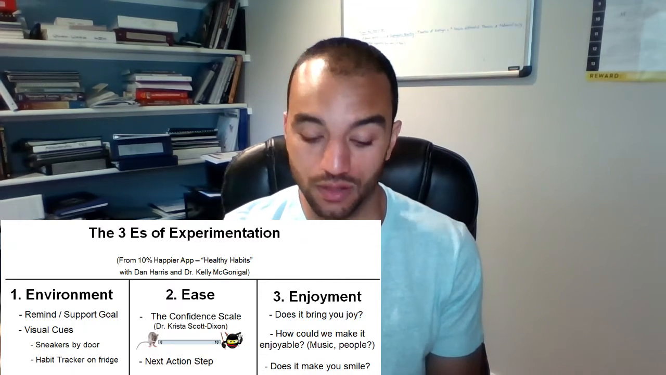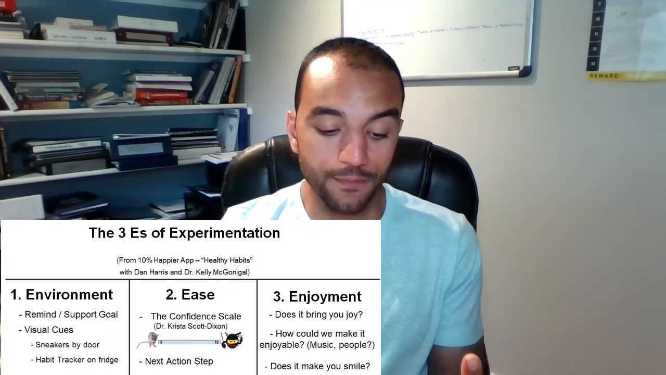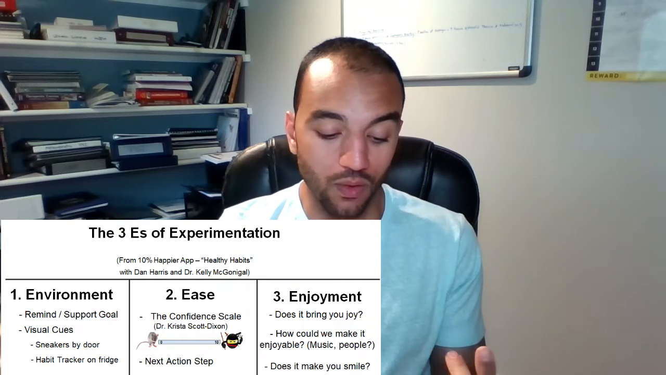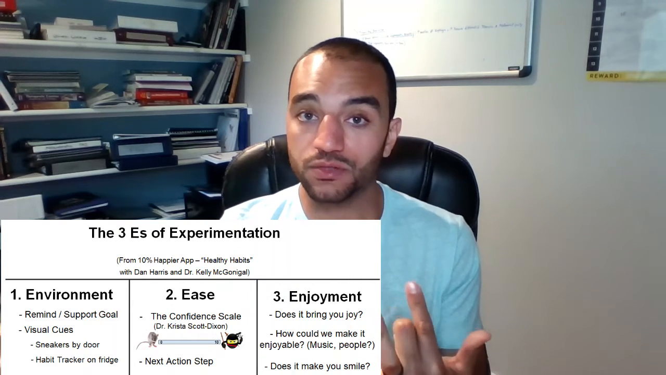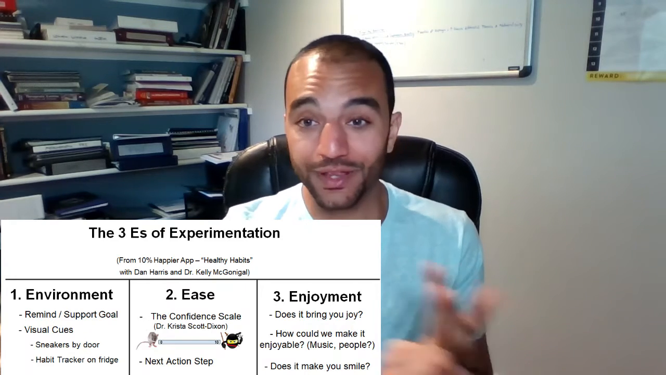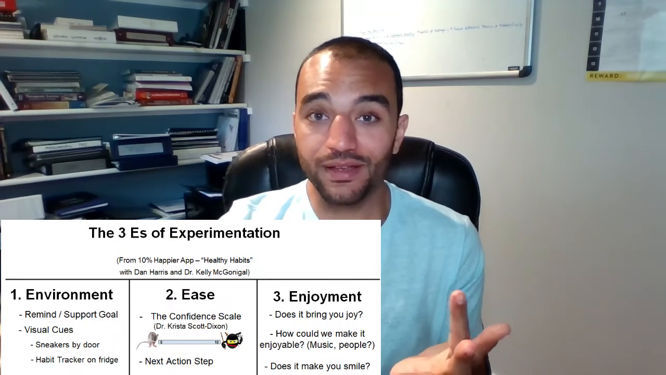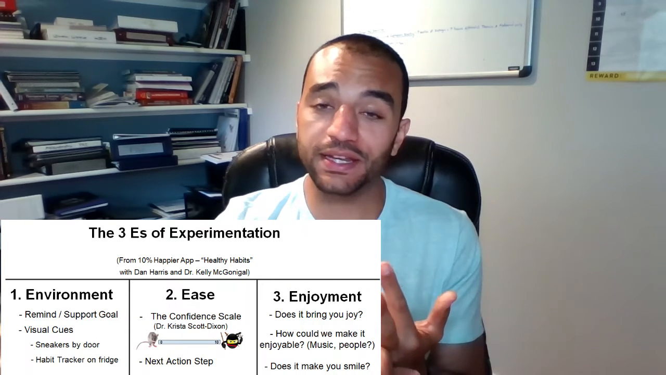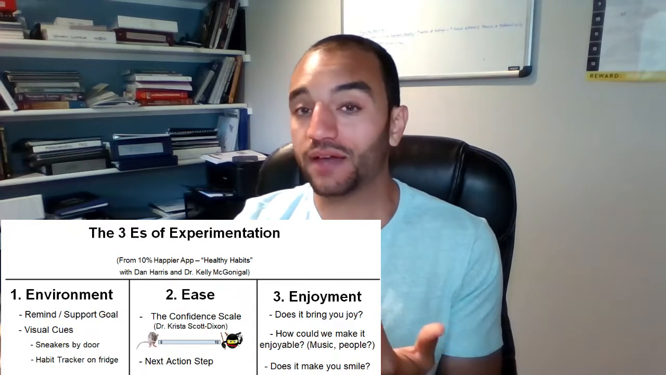So a really helpful tool that I've got from Dr. Kelly McGonigal, a psychologist out of Stanford, is something called the 3 E's of experimentation, where we look at the environment, ease, and enjoyment. Is the environment supportive of the goal? Can we use visual aids to help remind us of our goal? How easy is it? Again, that's where the confidence scale can fit in. And if they find it 8 out of 10 difficult, or they find it extremely hard to execute, maybe we have to make the goal smaller.